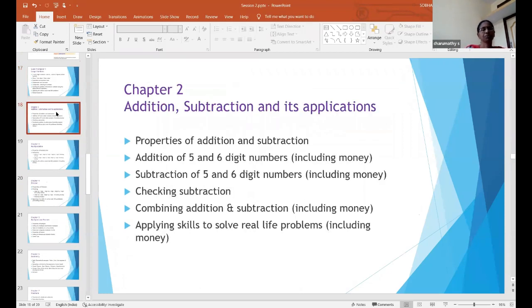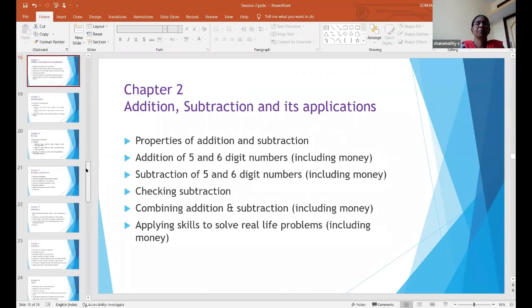Next one. So here we have combined the chapter as addition and subtraction, instead of having it as separate topics like class 1, 2, and 3. Here again, properties of addition and subtraction. Addition of 5 and 6 digits, subtraction of both. Here we have done it including money. Everywhere we have written including money because we are not going to separately have a money chapter. Rather, that money chapter is included partially in addition, subtraction, multiplication, division, and its applications.